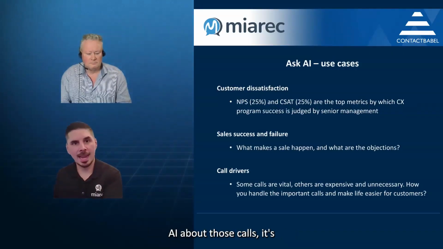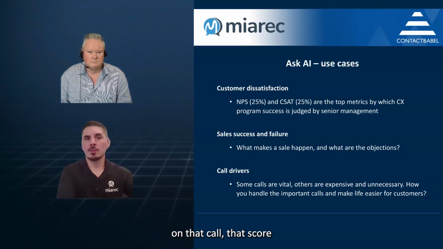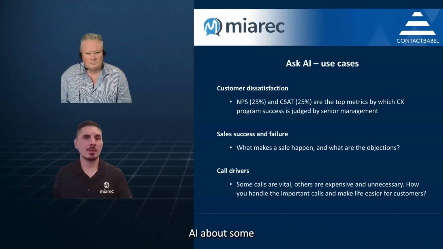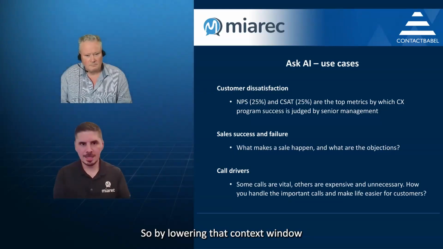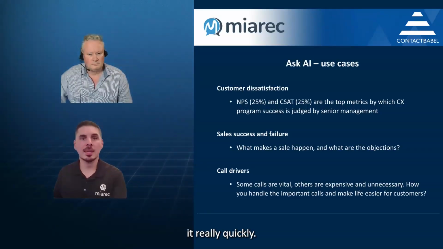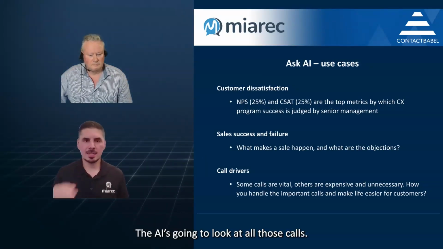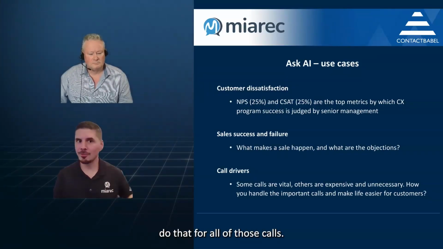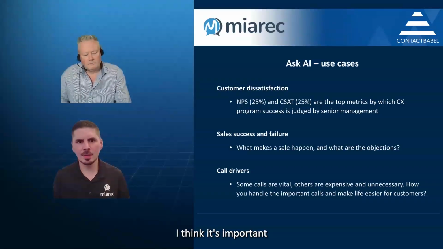So what this does is it drastically reduces that context window. And now when you're asking the AI about those calls, it's looking at that score and that one sentence on that call, that score and that one sentence on the next call. So you're asking the AI about some AI that was already done in the past. By lowering that context window, now Ask AI can interpret that data for you really quickly. So now you can ask, like, why was my CSAT down over the past month? The AI is going to look at all those calls, look at the score, look at the one sentence of that call, and then quickly do that for all of those calls. So that's basically the way that it works. And I think it's important to understand that.